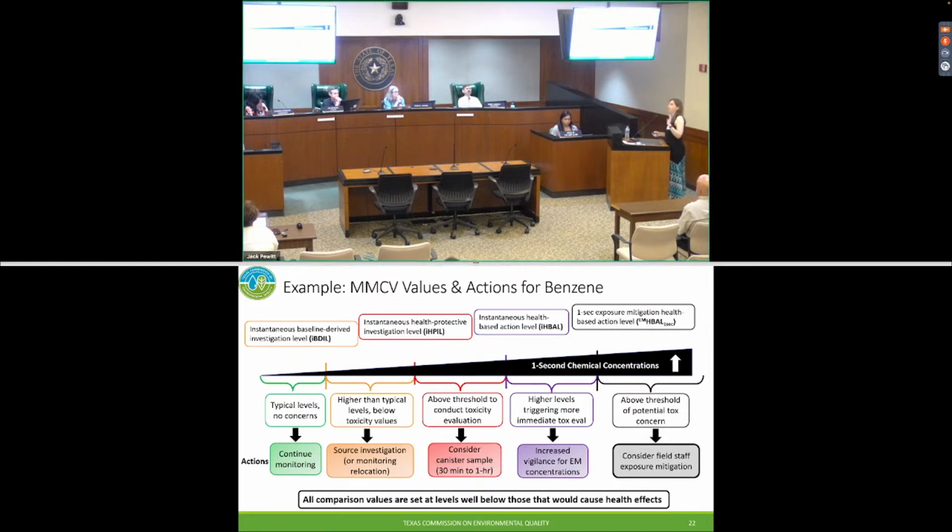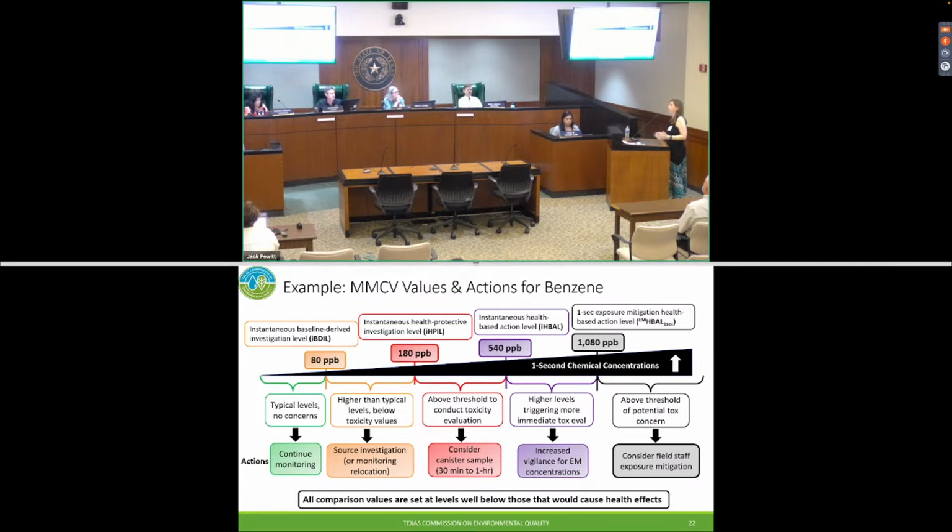So back to this figure, we have all of these different trigger values. If we plug benzene's numbers in here, then for the iBeetle, the baseline derived value, that's 80 parts per billion. The iHipple, the one that triggers us to start thinking about toxicity, is 180 parts per billion. The increased vigilance number is 540 parts per billion. And then the 1 second exposure mitigation value is 1,080 parts per billion.